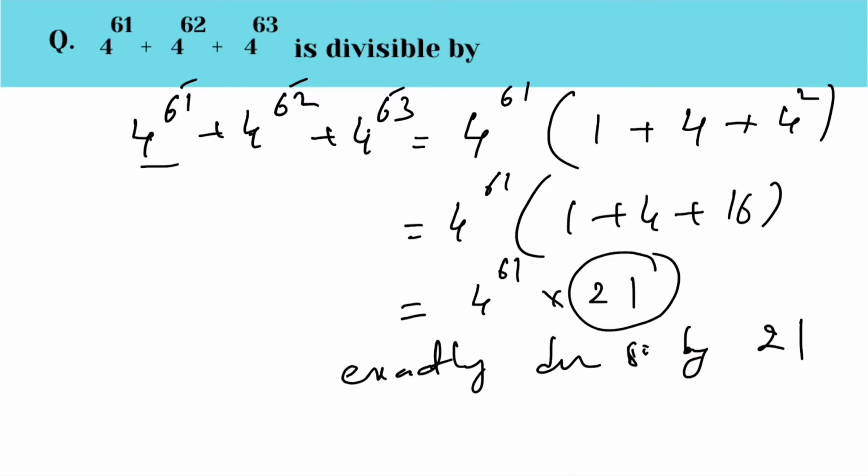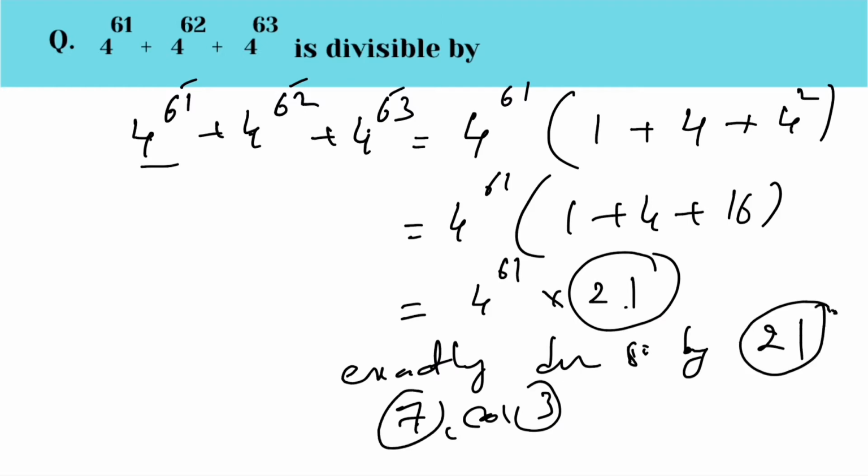If you have the options 7 or 3, there are also answers for this, because 21 is divisible by 7, and 21 is divisible by 3 also. So either the final accurate answer is 21, or the other answers may be 7 or 3. So all these three are right.